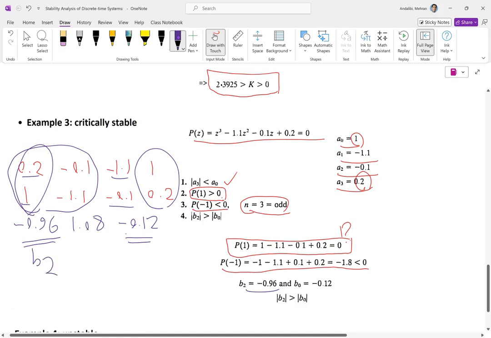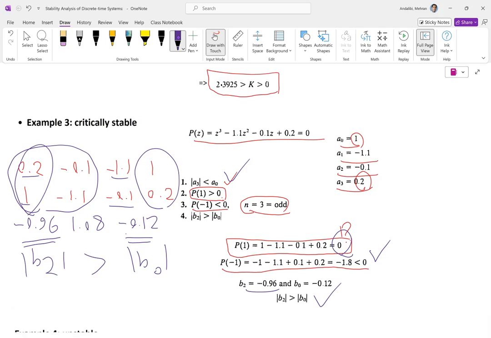Which doesn't matter. What you need is to compare the magnitude of this one, and the magnitude of this B2 has to be bigger than the magnitude of B0, which is this one, and it is, as you can see. So you see that all conditions are satisfied except for one of them, which is only marginally at the margin. It's not satisfied, but it's also not less than 0. It's equal to 0. That is an indication that your system is what? Critically stable.